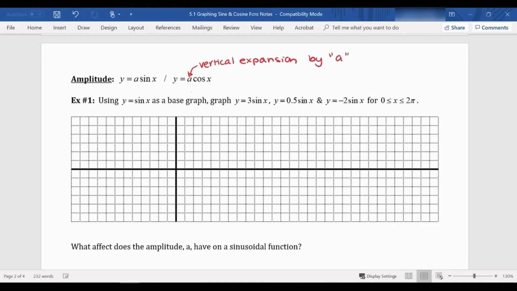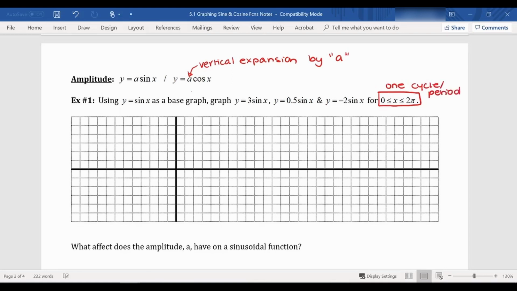By that number. So we just take it as we see it, okay? Or a vertical compression. If this was like 1/2, we're gonna have a vertical compression. So we're gonna graph a couple different things here. So first, we are going to wanna graph our base graph so that we have something to go off of. Our range is telling us we're going from 0 to 2 pi, so we only need to do one cycle or one period.